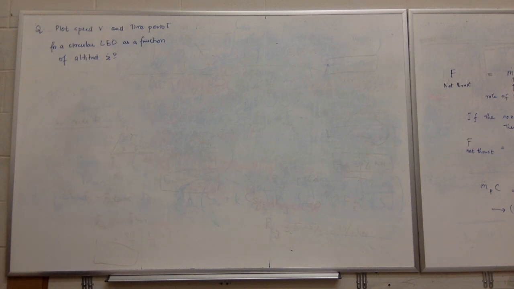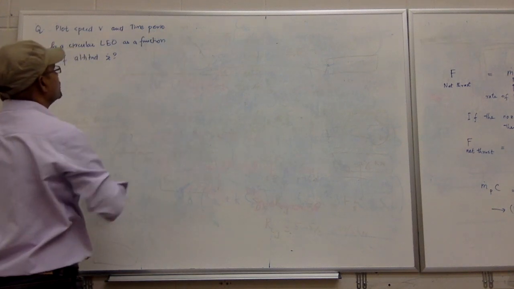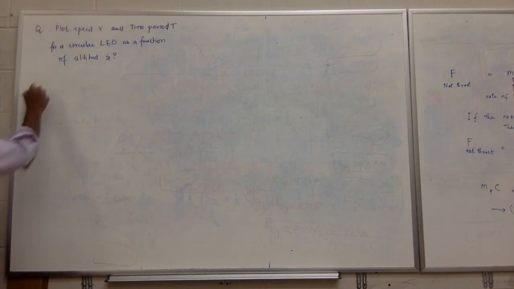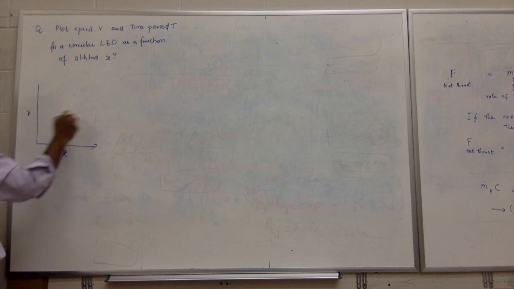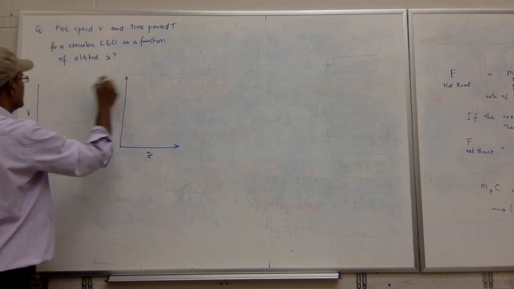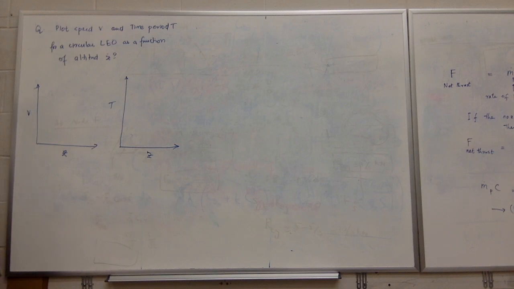Now this is based on your understanding until now. This is Z, this is V, this is Z. Simplest of problems, okay? T. Anybody? Plot. How will the plot look?